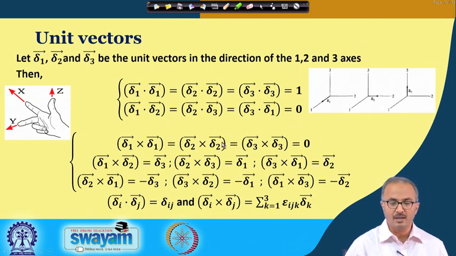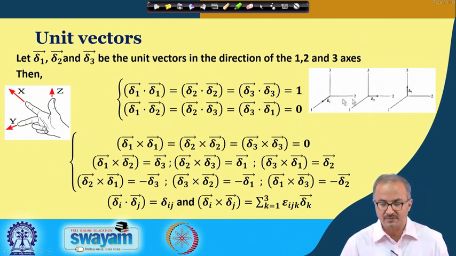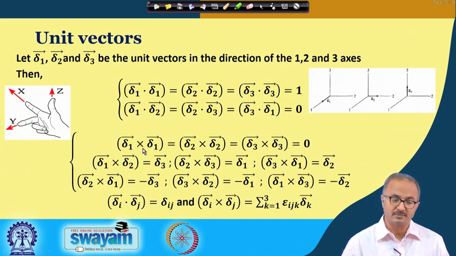Now here I have shown you delta 1, delta 2 and delta 3 in the Cartesian coordinates. Now we show the cross products: delta 1 cross delta 1, delta 2 cross delta 2 and delta 3 cross delta 3. They are coming to be 0. Why? Because sine 0 degrees is 0. So a cross product of the same thing will be 0, and then delta 1 cross delta 2 gives delta 3. Delta 2 cross delta 3 gives delta 1. Delta 3 cross delta 1 gives delta 2.